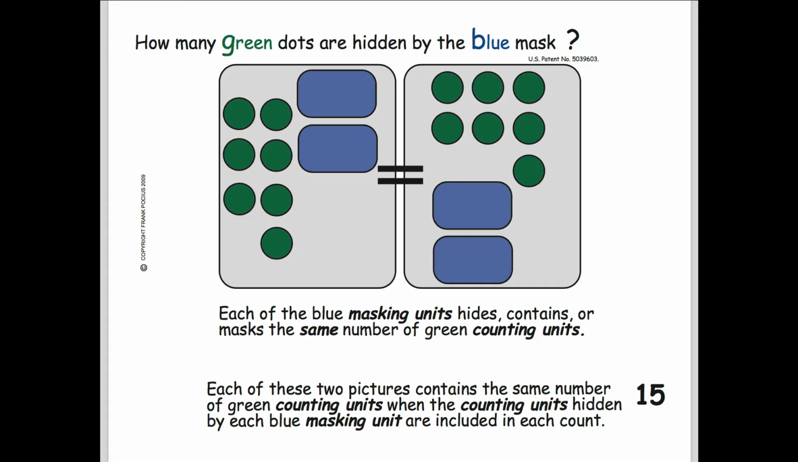Each of the blue masking units hides, contains, or masks the same number of green counting units. Each of these two pictures contains the same number of green counting units when the counting units hidden by each blue masking unit are included in each count.